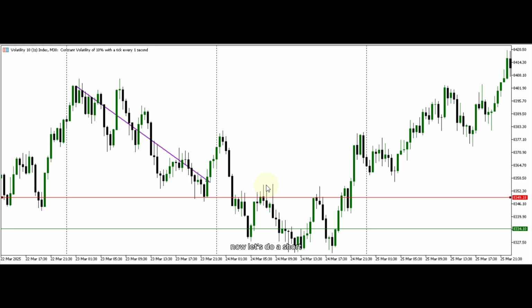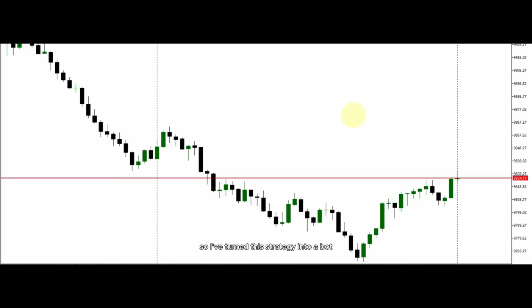Now let's do a short back test with the MT5 strategy tester to see how this really works on a live account. So I've turned this strategy into a bot, so that is what we'll be using for this live back test. If you want to get this trading bot for this trading strategy, click the link in the description.